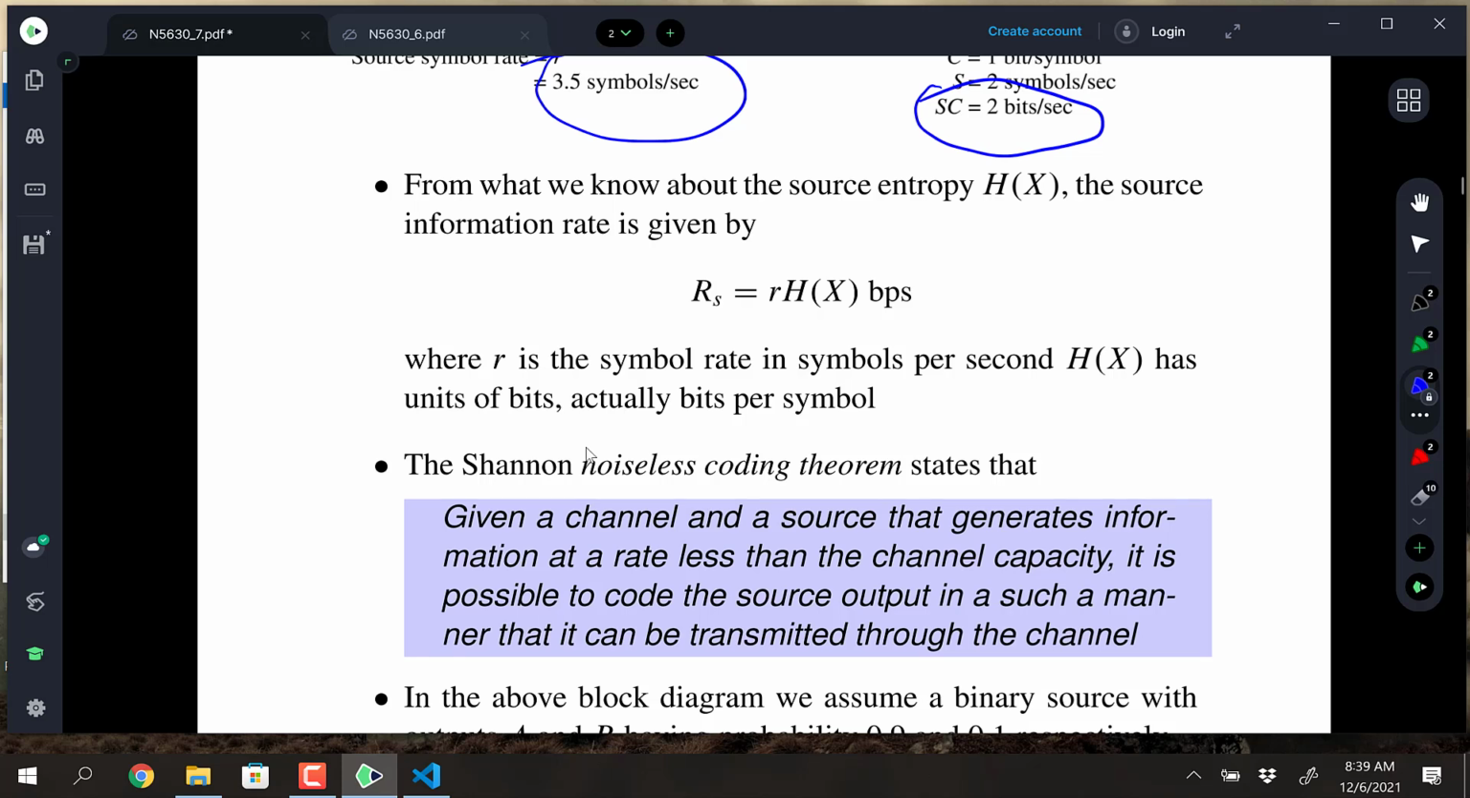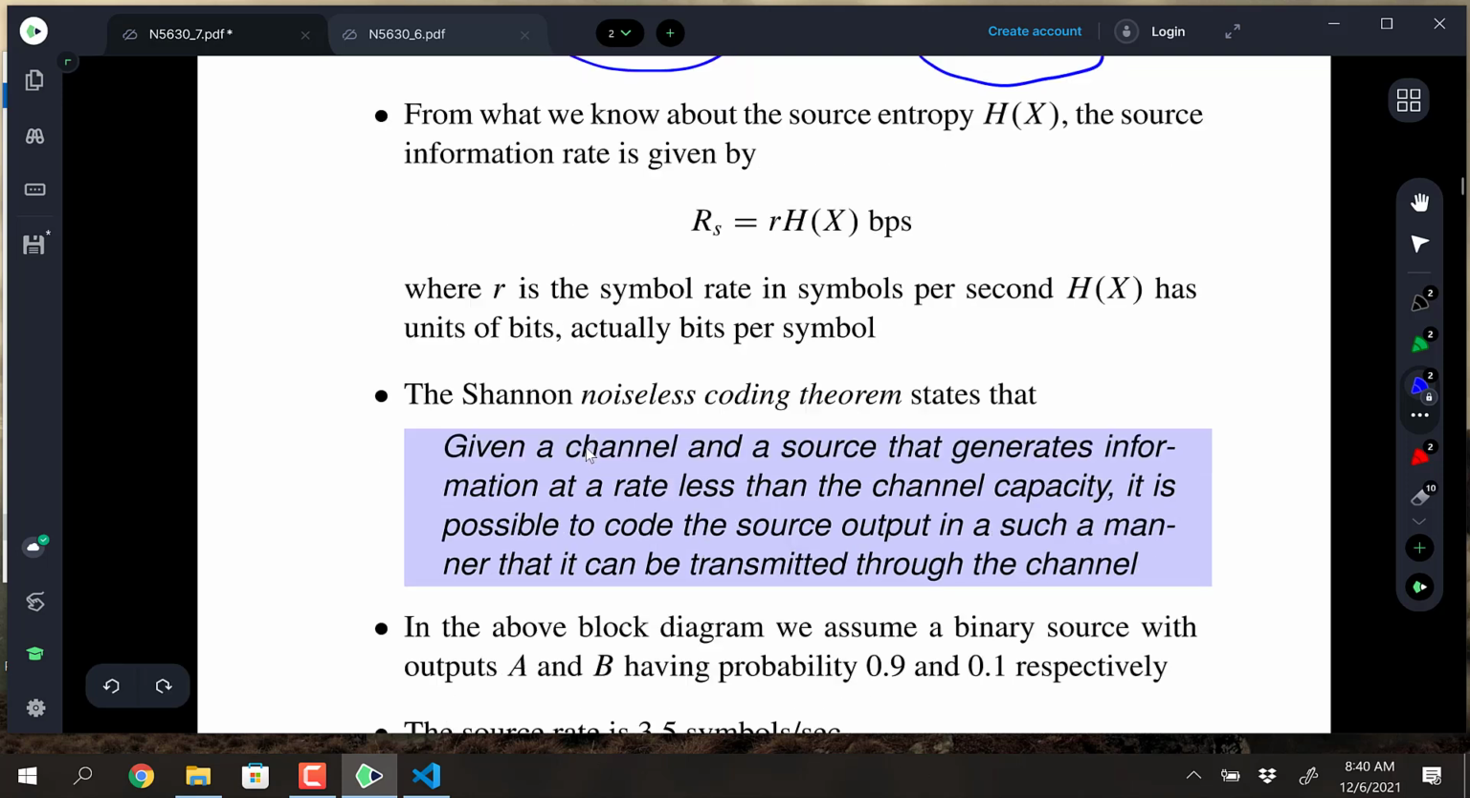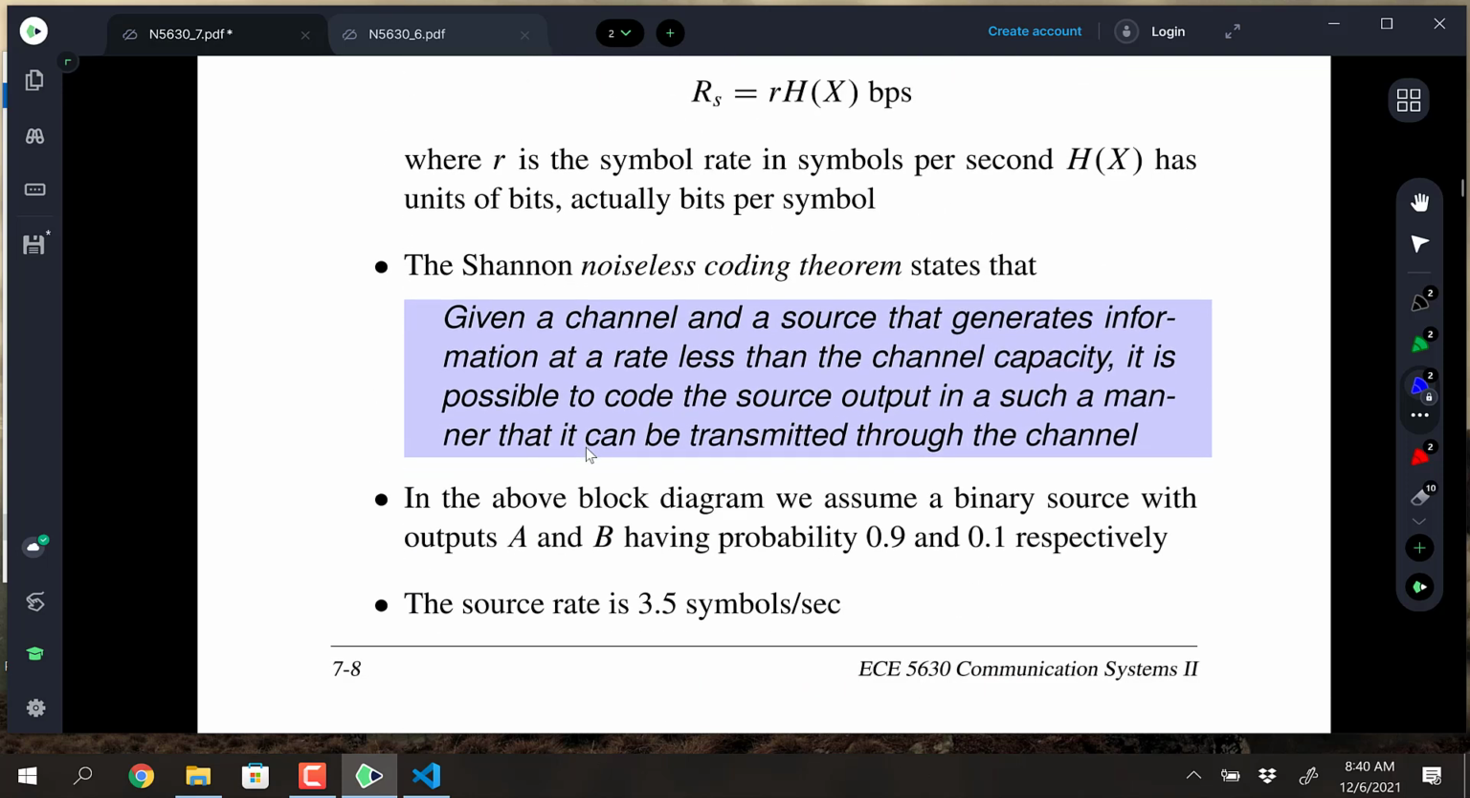RS is R times the entropy, in bits per second. And that's the source information rate. We're going to continue this example in a second. So the Shannon noiseless coding theorem, and this is for source coding, says that for a channel and a source that generates information at a rate less than the channel capacity, it's possible to code the source output in such a manner that it can be transmitted through the channel.